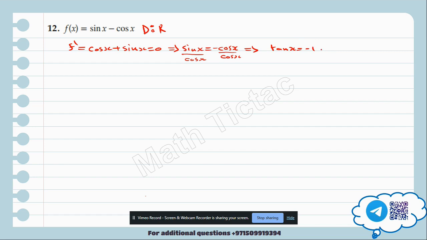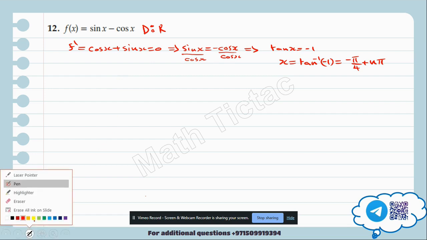Now, after that, we can find tan inverse of minus 1. So x will be tan inverse of minus 1. Okay, so this is equal to minus pi over 4 plus, since we have tan x, that means we have plus n pi. If we have sine x or cosine x, that means you have to add 2n pi. That depends on the period all the time. So this is minus pi over 4 plus n pi.